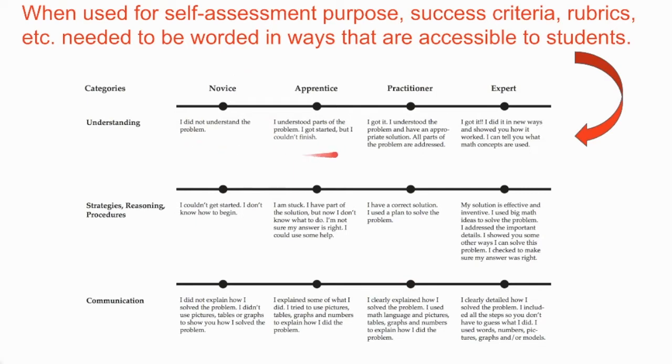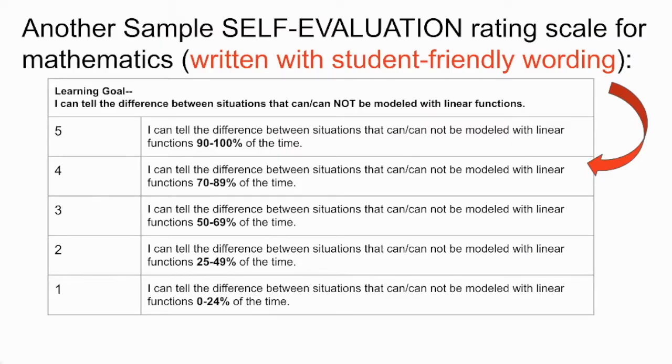Or, I understood parts of the problem. I got started, but I couldn't finish. I'm getting to the apprentice level. Or even all the way up to the level of expert. I got it. I did it in new ways and showed how it worked. I can even tell you what math concepts are used. By using student-friendly language in our scales, students are able to more accurately self-assess and establish new goals to help themselves improve. Now let's take a look at some other self-evaluation rating scales.